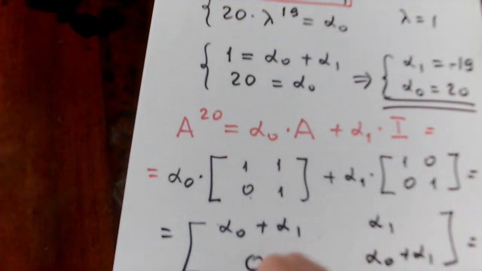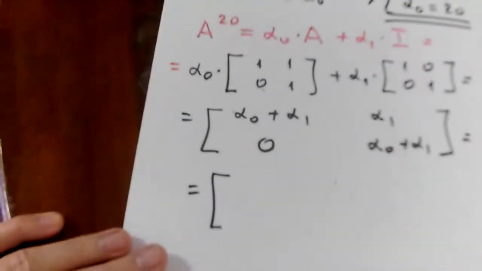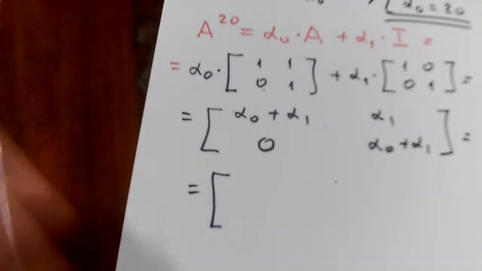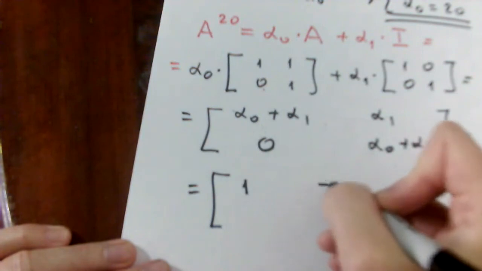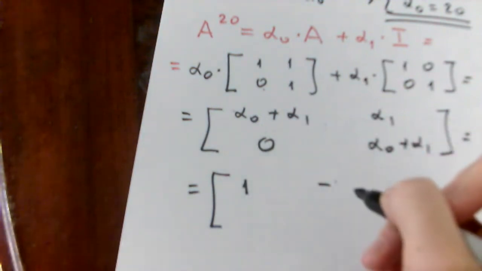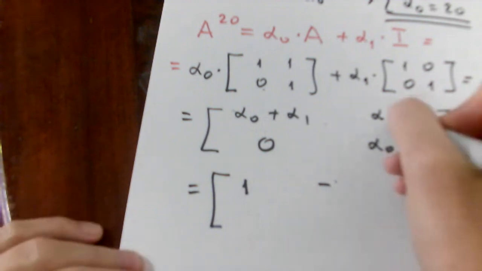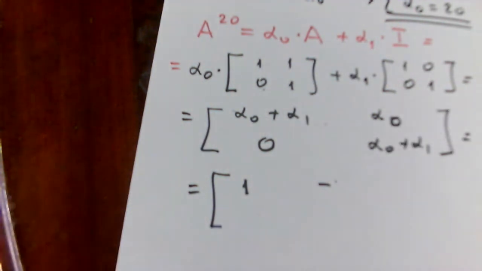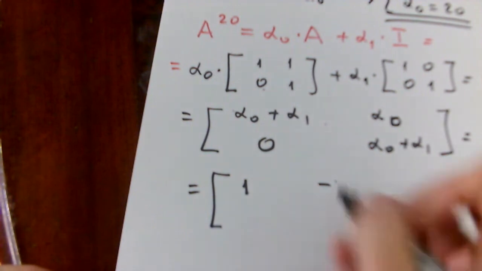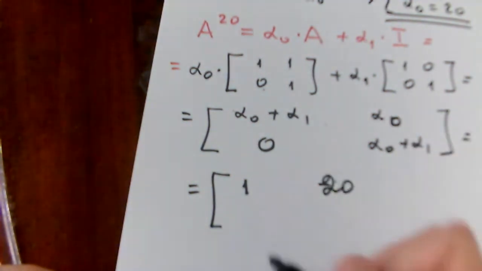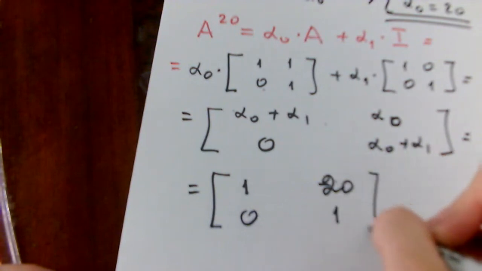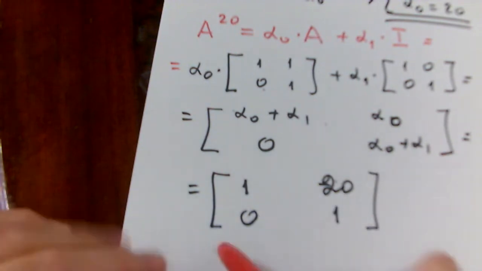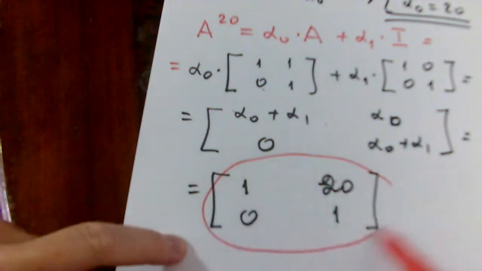And now it's time to substitute our calculated values, which are minus 19 and 20. So this will be 1. This will be minus 19, really. It looks like I made a mistake somewhere. Yeah, there is a mistake. It's alpha 0. Look at this. I made a careless mistake. Okay, so it's going to be 20. This is 0, and this is 1 again. So this is it. We are finished with this task.